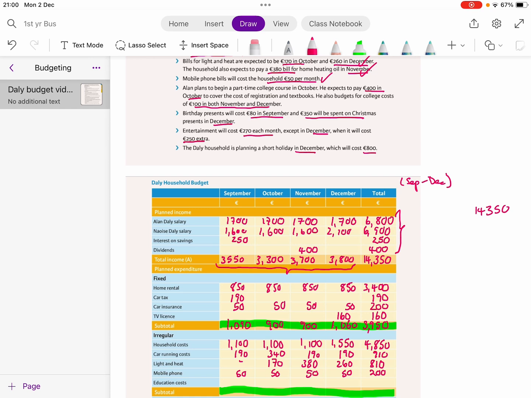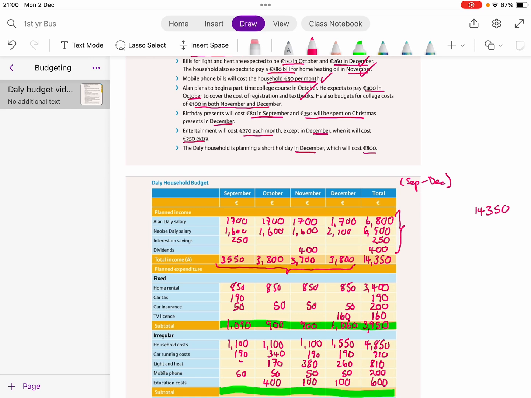So Alan plans to begin a part-time college course in October. So he expects to pay €400 in October. So we'll write in €400 in October. Okay. He also budgets for college costs of €100 in November and December. So altogether, my education costs are €600.